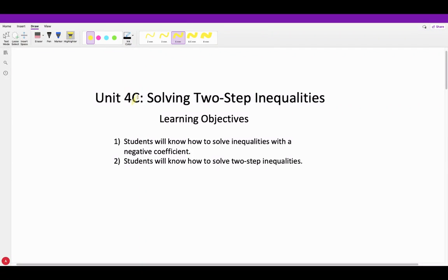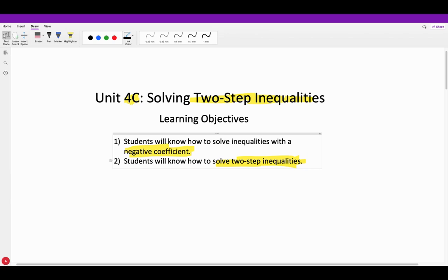All right, so we're now moving on to the next video in section 4C. In this video, we're going to focus on solving two-step inequalities, but a lot of the video is going to focus on our first learning objective, which is solving inequalities with a negative coefficient. We talked about this in class, and now we're just going to go through a few questions of practicing this, but also, at the same time, going through how to solve our two-step inequalities.